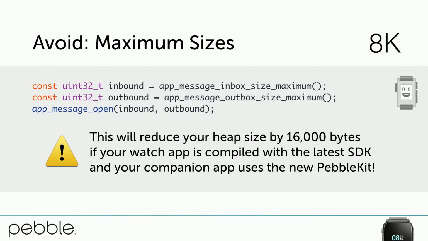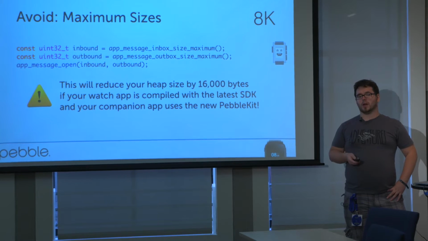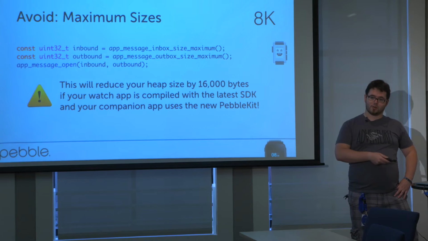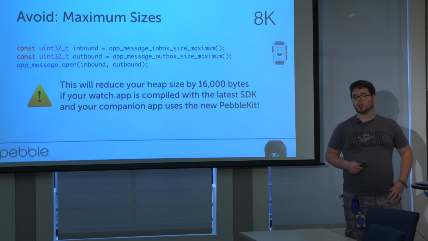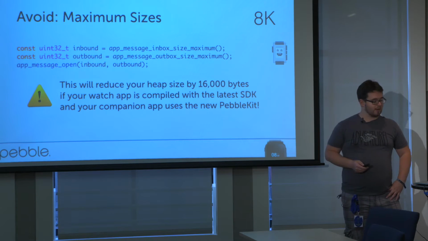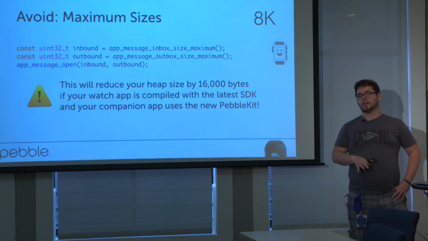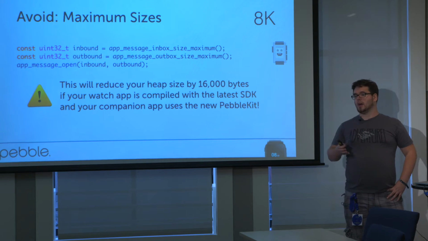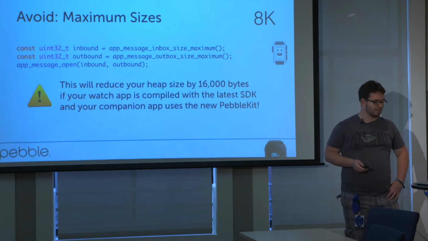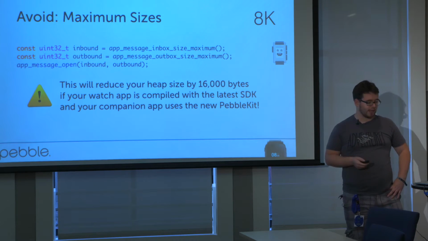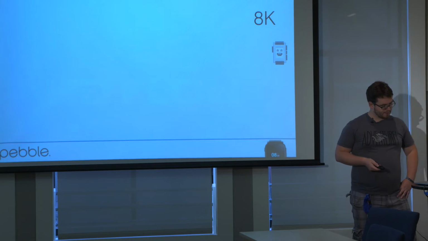I guess many of you just use something like this: take the maximum available and put it into app message open. If you compile with the latest SDK and your mobile app uses the new PebbleKit, then those functions will return 8,000. And the issue is that this memory is taken from your application. So if you have 8,000 for your inbox and 8,000 for your outbox, then you lose 16K. And I think 24K is what it is for most apps, so you won't have much RAM anymore for your own application. So you really shouldn't do that.